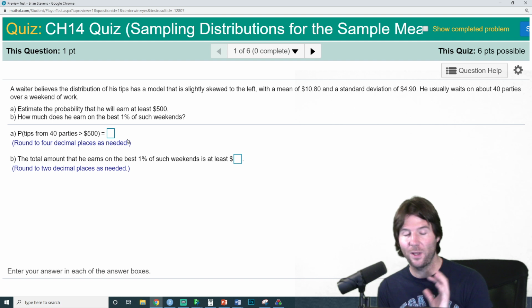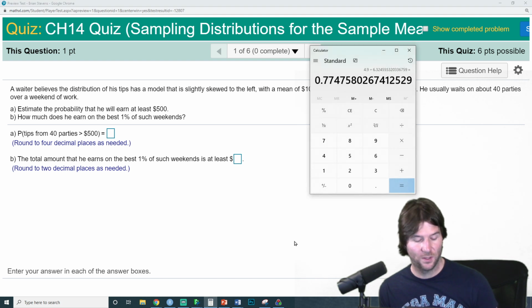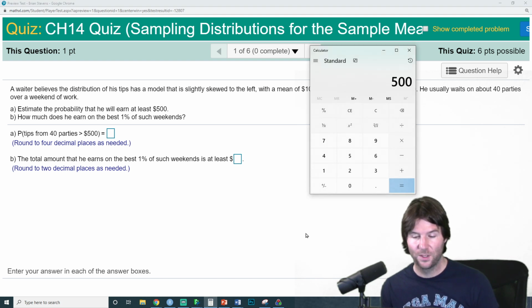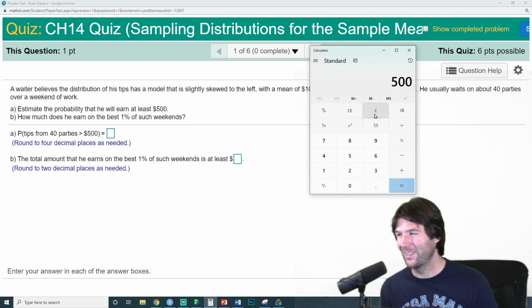So Caleb, how much would we have to make on 40 tables to make $500 on average? So we need to make $500 on 40 tables. How much do we have to make on average? What would be the answer? Think: $500 we want to make, and we have 40 tables that we have to make it on.